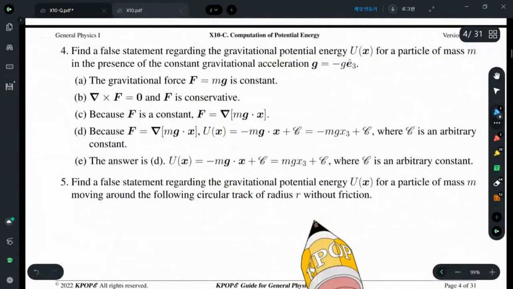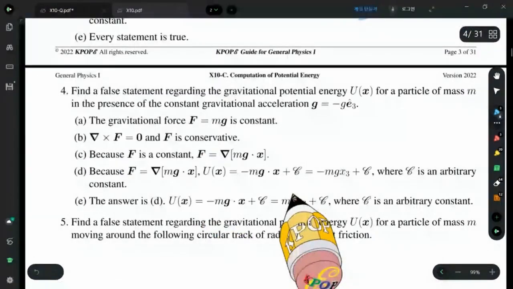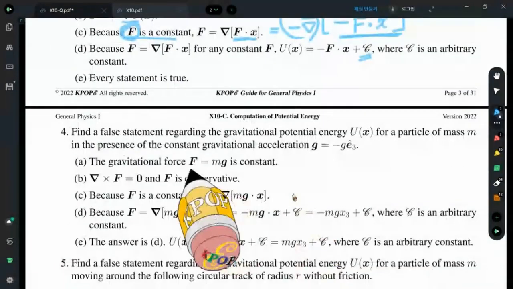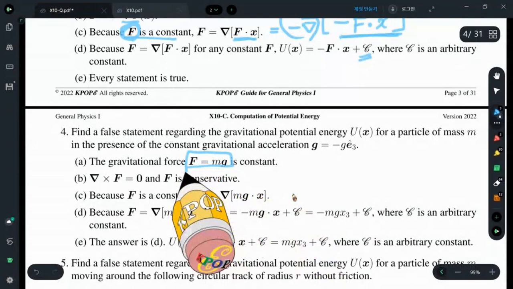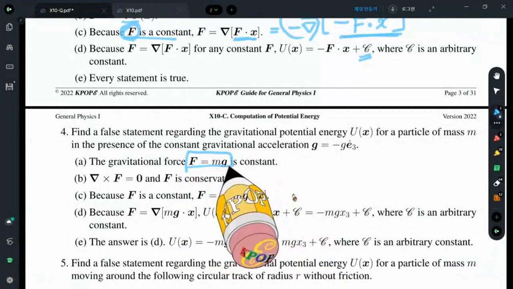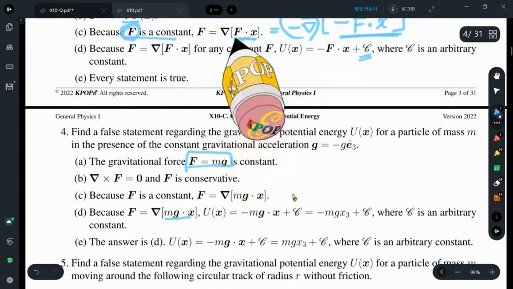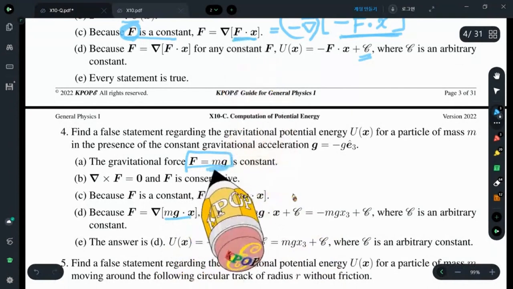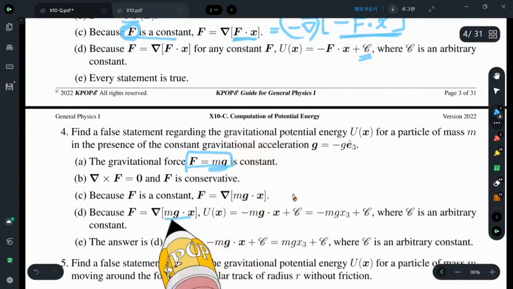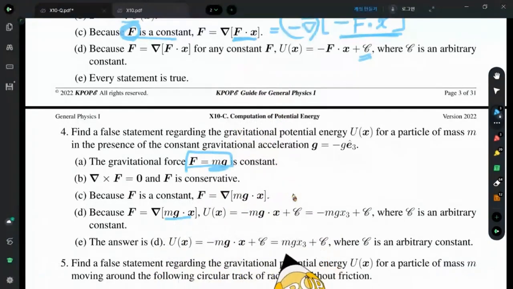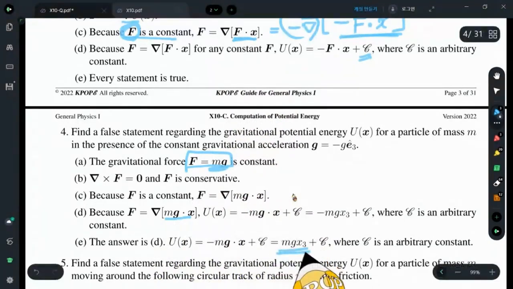Number 4, this is a simple application. F is a constant. Gravitational force, the constant gravitational force. So what we can do is just substitute this F with mg, and the final result is obtained as the usual form.